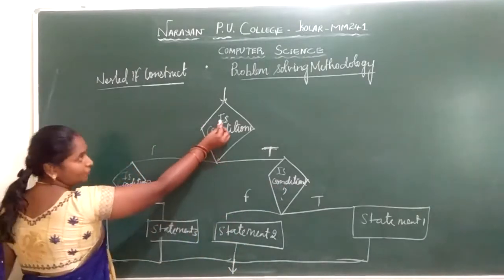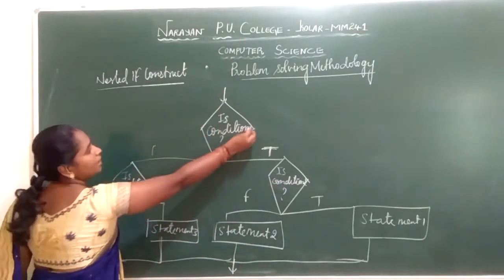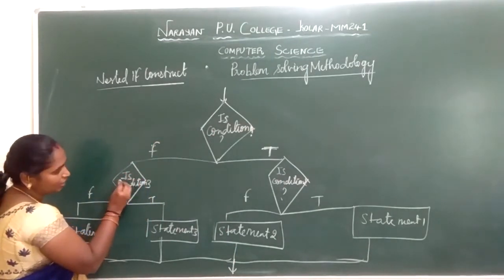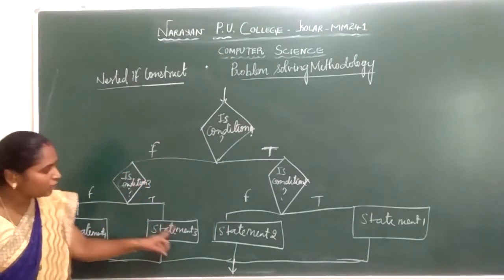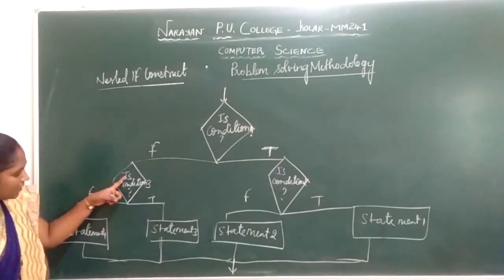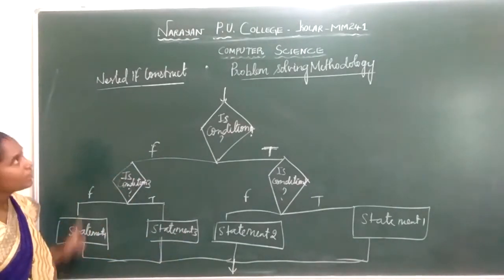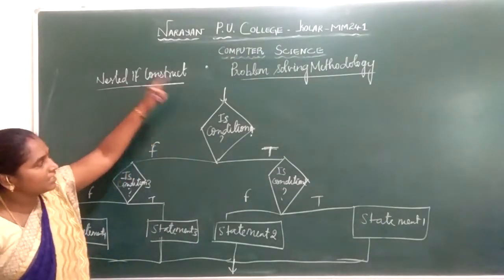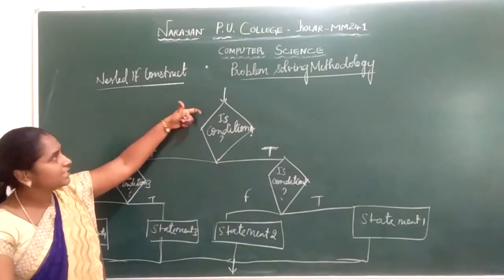If starting itself this condition is false, then it is going to check for another condition, that is test condition 3. If it is true, it is going to execute statement 3. If it is false, it is going to execute statement 4. This is the flow chart of your nested if construct. The general form we have given.